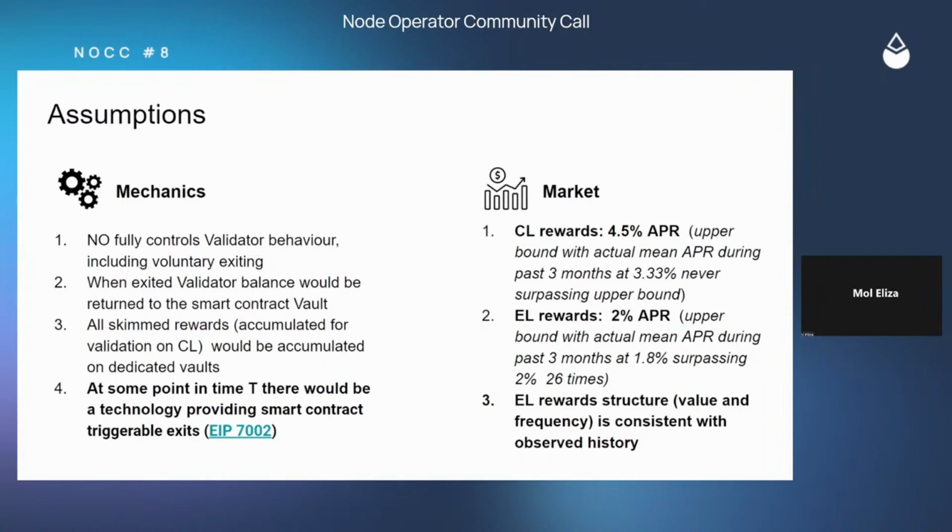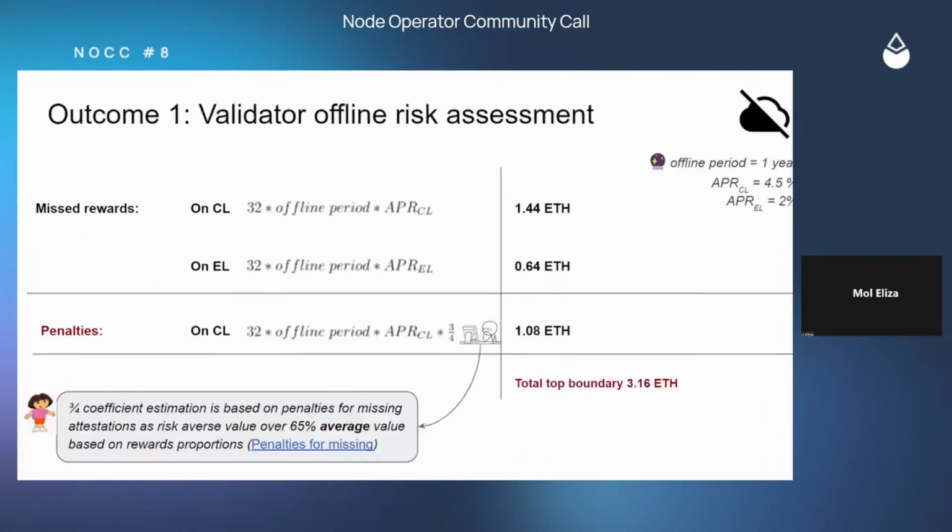Going straightforward to the risks provided above, the first is a validator going offline for some time. There are some assumptions that should be made: the period of being offline, the APR on the consensus layer, and the APR on the execution layer. And basically what we are presenting right now is a framework that can put these assumptions into numbers of possible effect on the protocol.